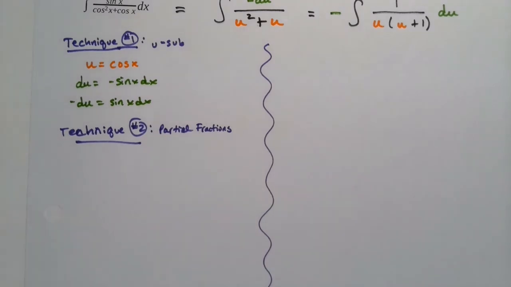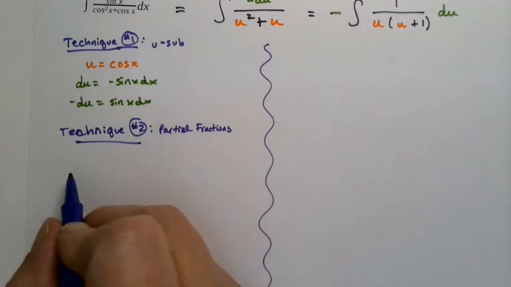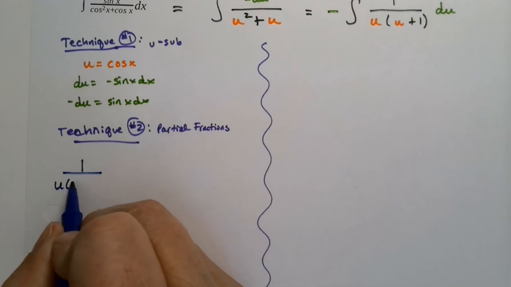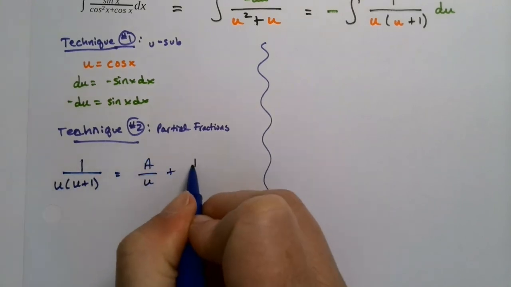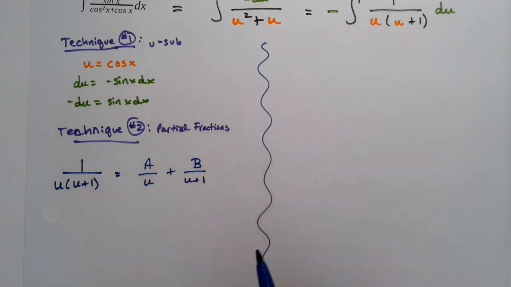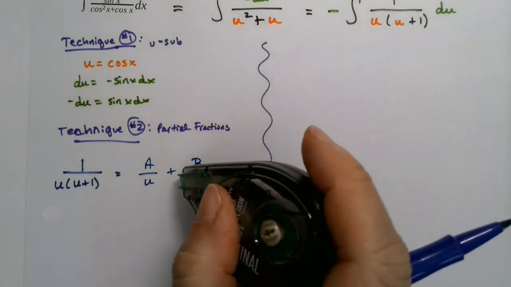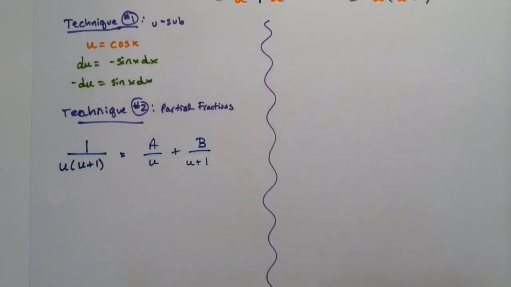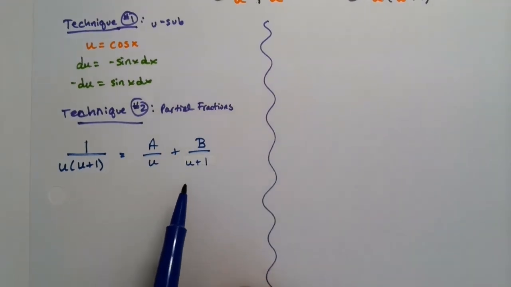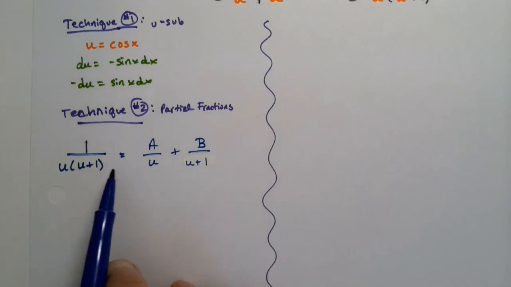So let's write what that was. It was 1 over u times u plus 1. And that would be a over u plus b over u plus 1. Luckily, they're both linear terms, which is really nice. Linear factors, I should say, in the denominator. The quadratic ones can get pretty crazy, especially if there's a repeated one. That would be awful.